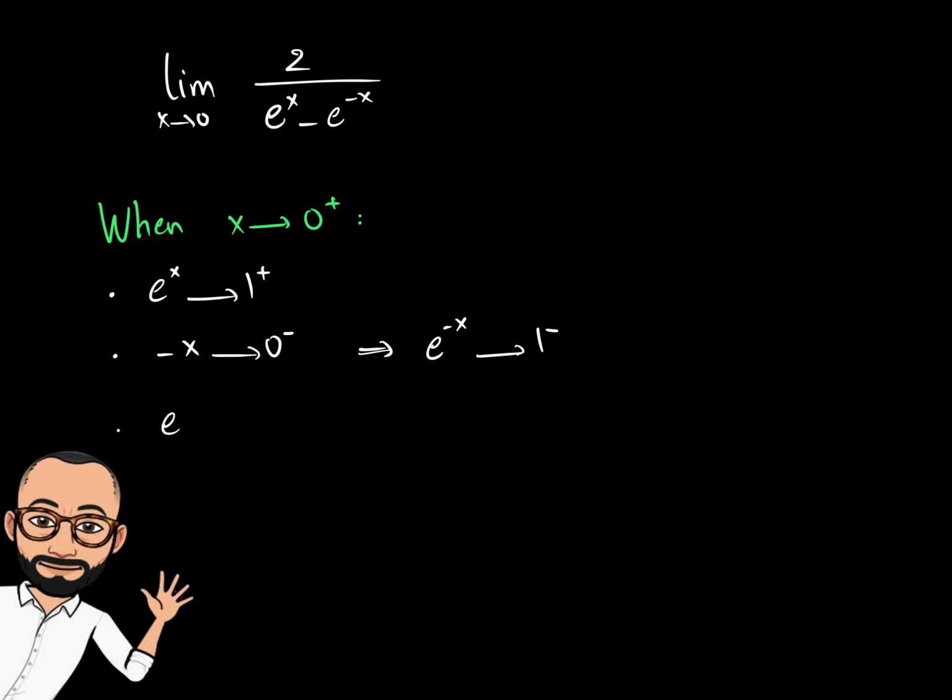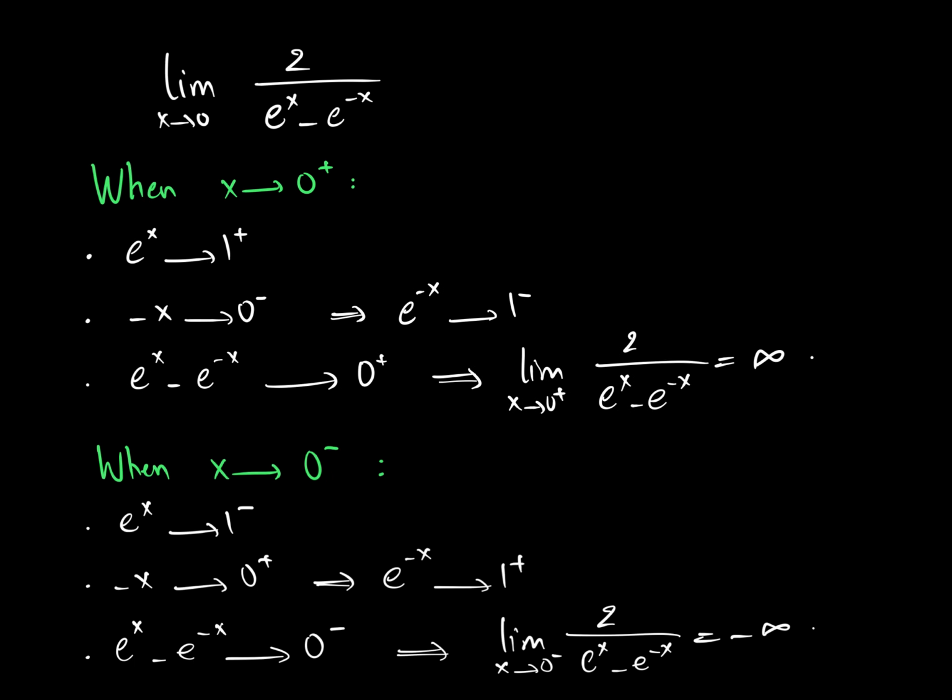Therefore, e^x minus e^(-x) is something like 1 plus minus 1 minus, which means that it will approach 0 plus. This implies that the limit when x approaches 0 from the right of 2 over e^x minus e^(-x) is infinity. A similar reasoning implies that when x approaches 0 from the left, our function approaches negative infinity.